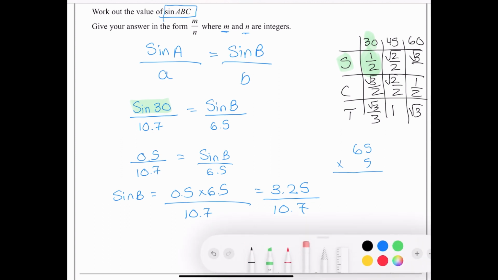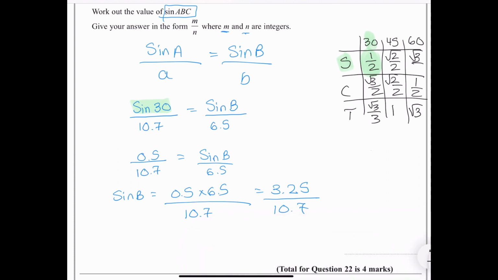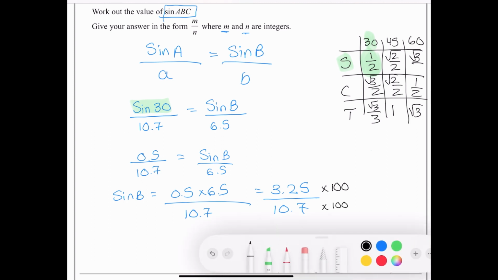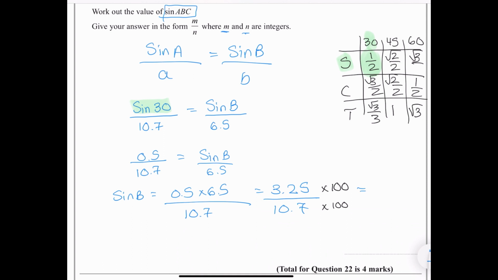I don't need that anymore. I have decimal numbers. The easiest way to get rid of decimals from fractions is to multiply by lots of 10. So for the numerator, if I want to get rid of the decimals, I need to multiply it by 100. But I can't just multiply the top, I must multiply the denominator as well. So 3.25 times 100 is 325, and 10.7 times 100 is 1070. And that's it. It just says integers, so I don't need to simplify it any further.